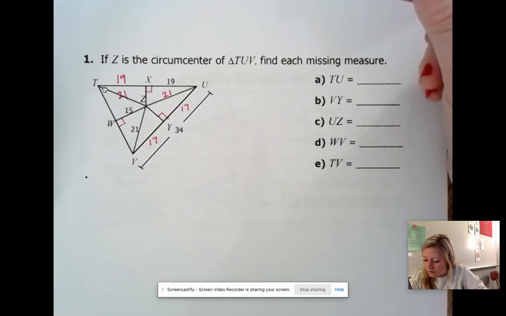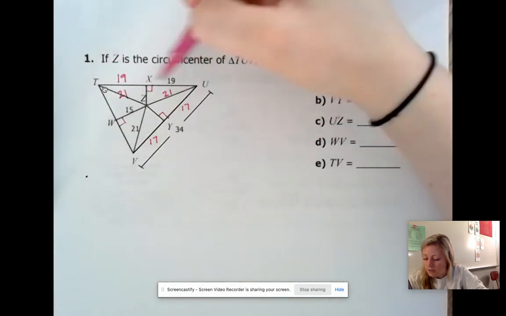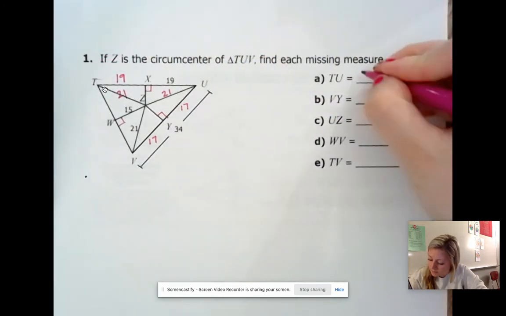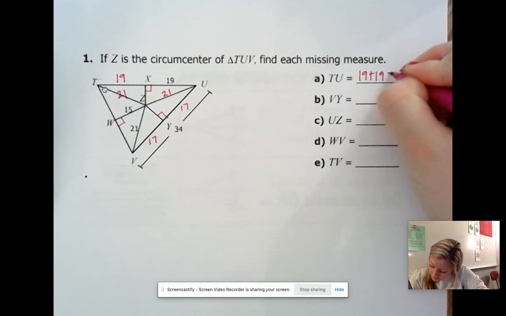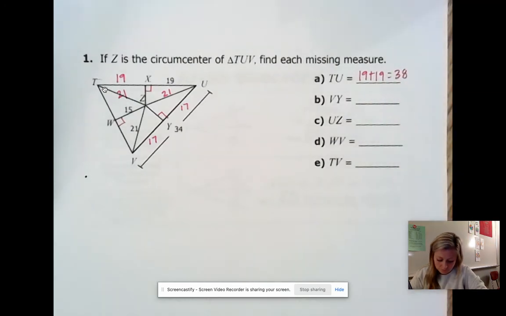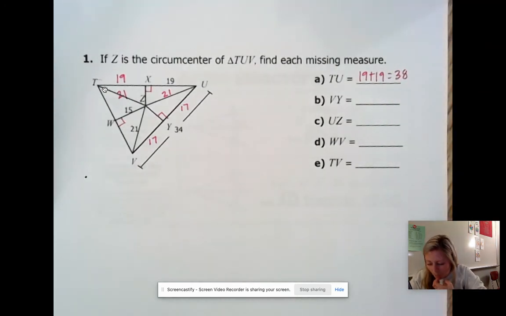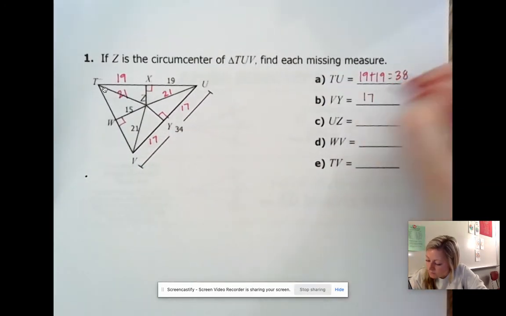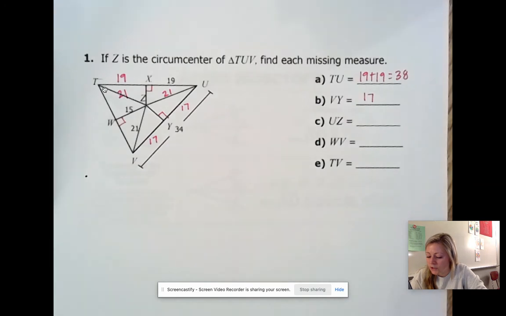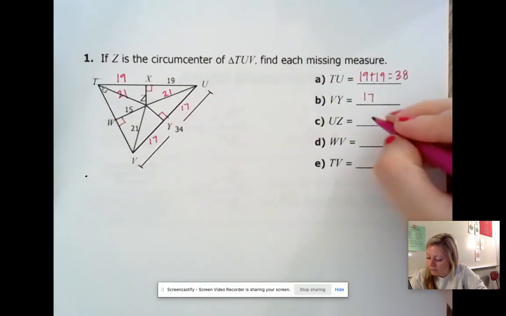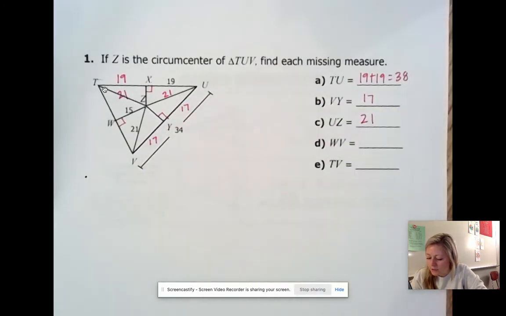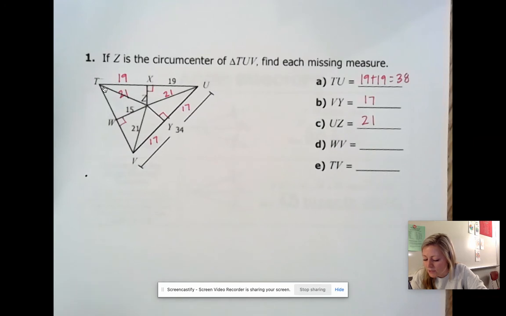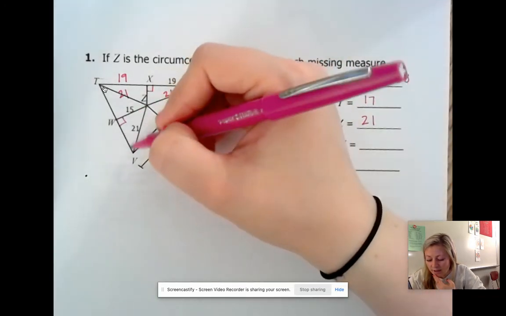So TU, 19 plus 19, right? Would give us 38. VY, where are you? Okay, right here. 17. UZ, we said is 21. WV. Ooh, we don't have WV.